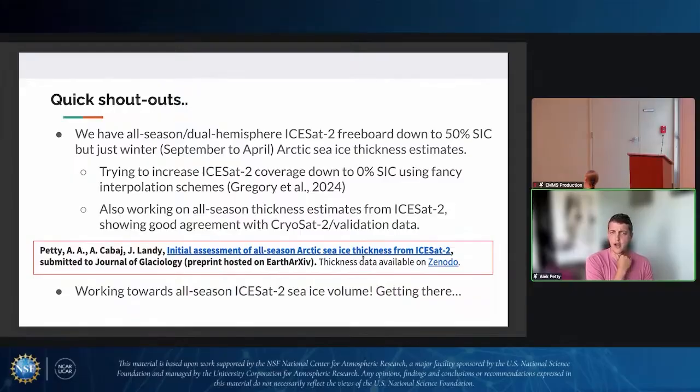Then I'm also working on an all-season thickness estimate from ICESat-2, which is showing really good agreement with Jack Landy's ICESat-2 product that Molly just showed, and a bunch of validation data too. That was just submitted to the Journal of Glaciology with Jack involved in that study. So lots going on. Excited to see what you all might think of it. Thanks a lot.